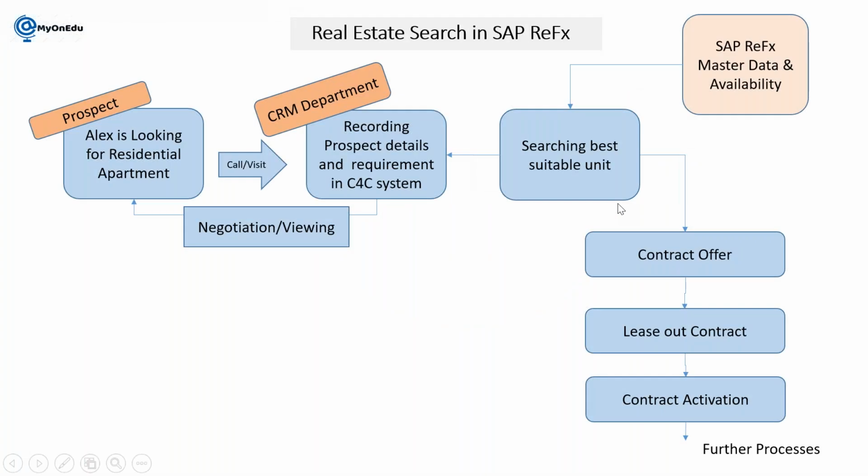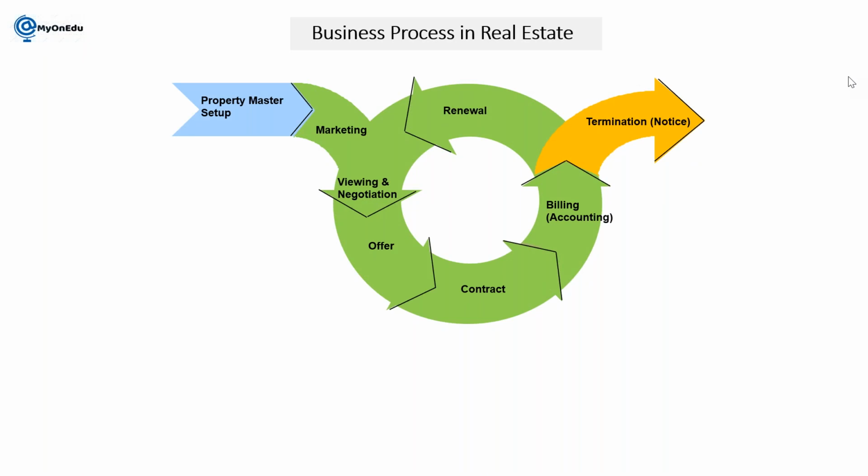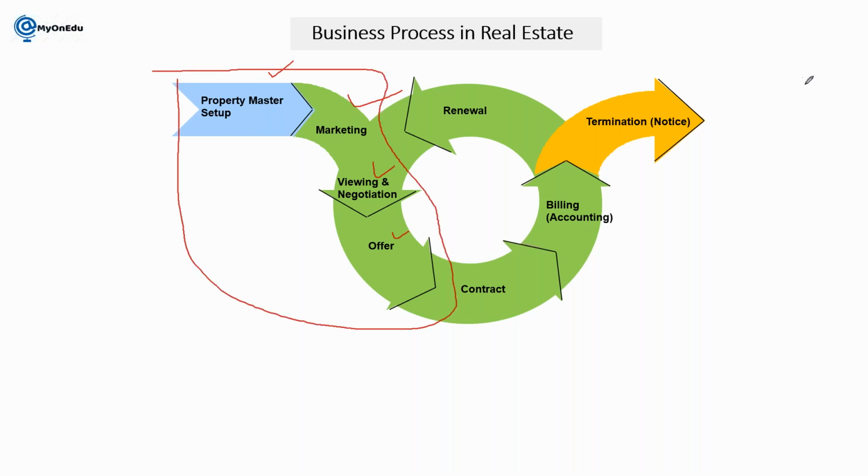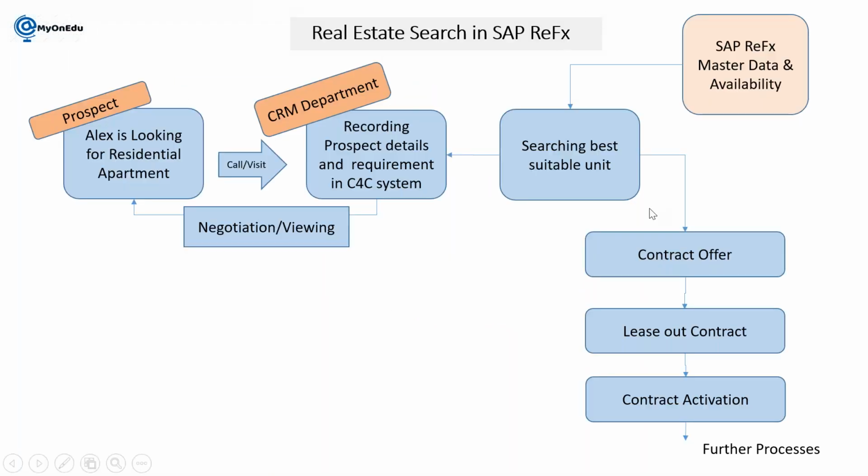So here, when we understand the initial stage, this portion, when we are setting up master data and marketing, viewing and offer, this we have taken from a process in real estate search. There is one process called real estate search. I have taken a piece of this process in this slide to explain in detail what steps we have, and we'll follow the same business case in the next sessions.